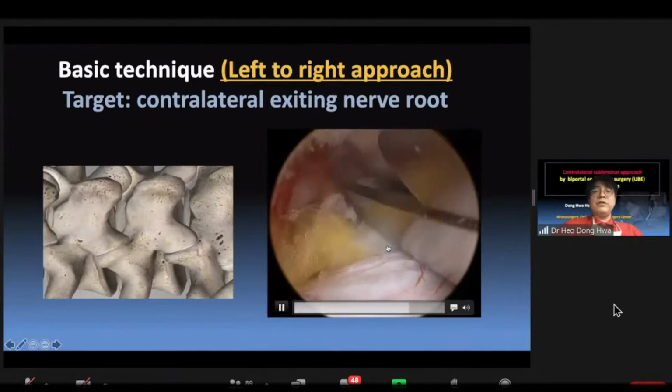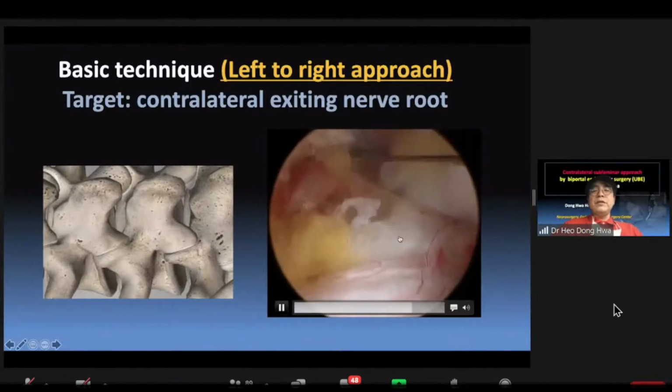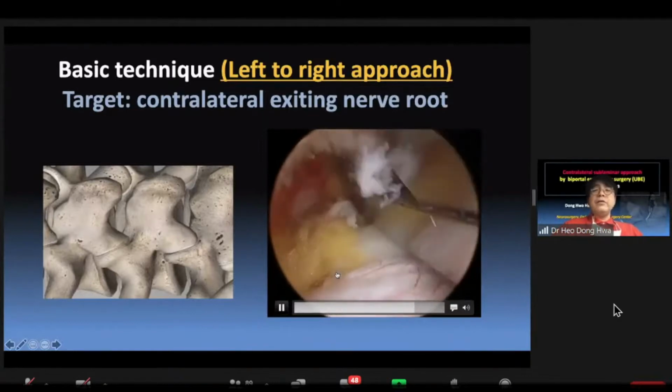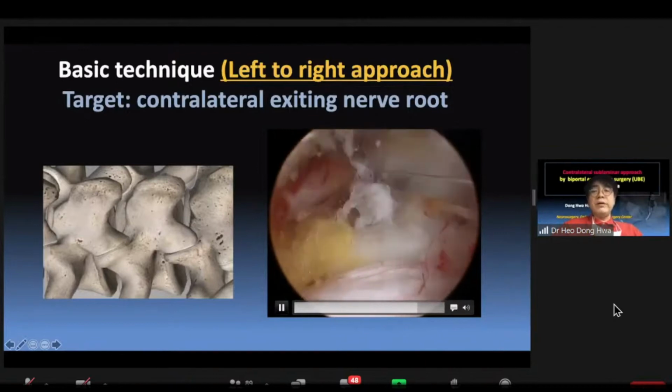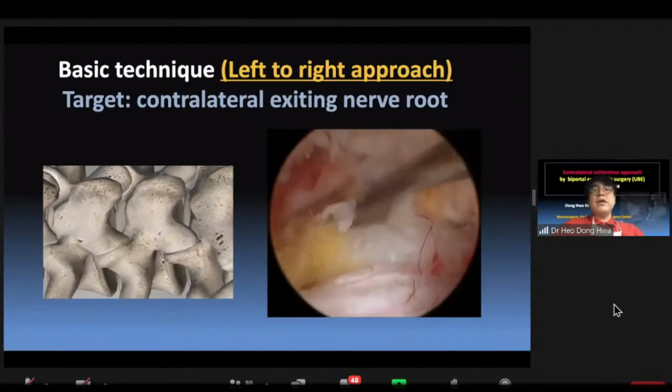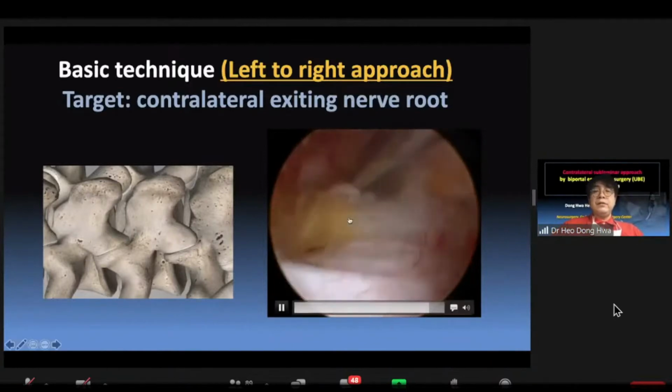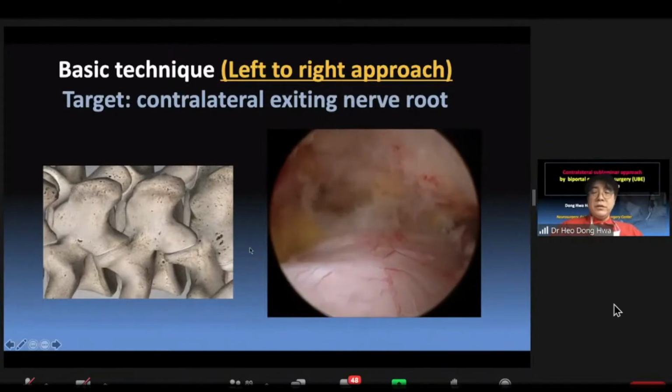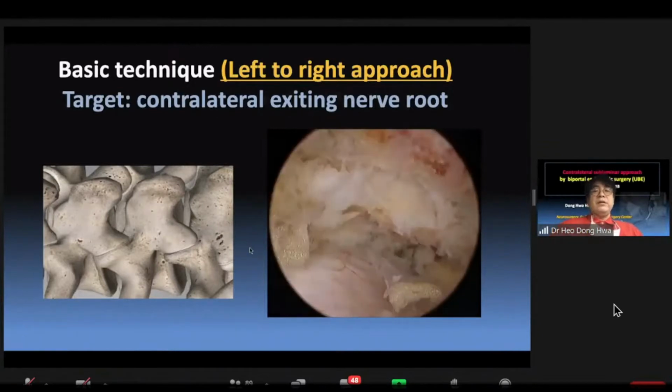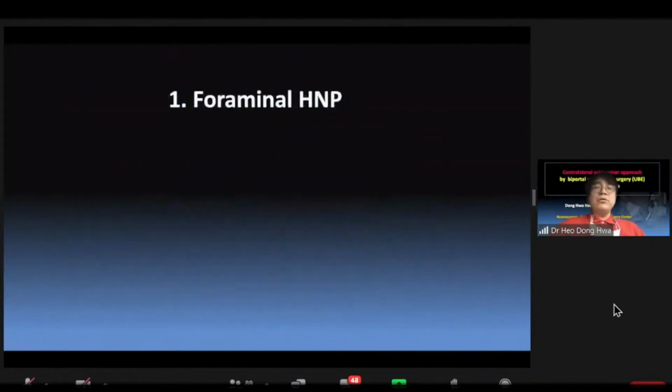This portion is the disc space. The main surgical landmarks are the contralateral SAP tip and the foraminal ligament. Now I palpate the medial border of the pedicle like this. So this is the basic technique. And now I show the clinical cases. The first case is a foraminal disc herniation.